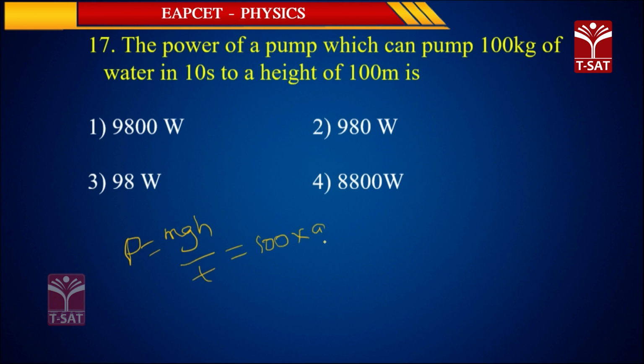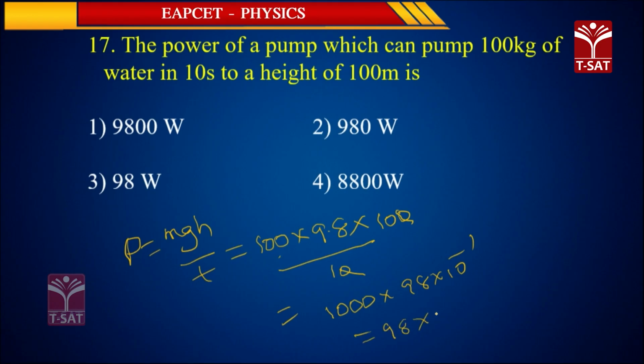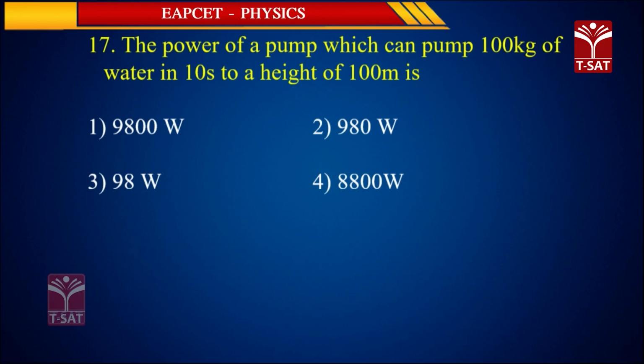Mass is 1000 kg, given in the SI system. You take the g value 9.8 into the height, 100 meter, by time, which is 10 seconds. Children, the zeros get cancelled. 1000 into 9.8, that is 98 into 10 to the power minus 1, times 1000, which is 10 cube, giving 10 to the power 2, that is 100. That is 9800 is the answer. What is the unit? The power unit is watt. Don't forget that the power unit is watt.